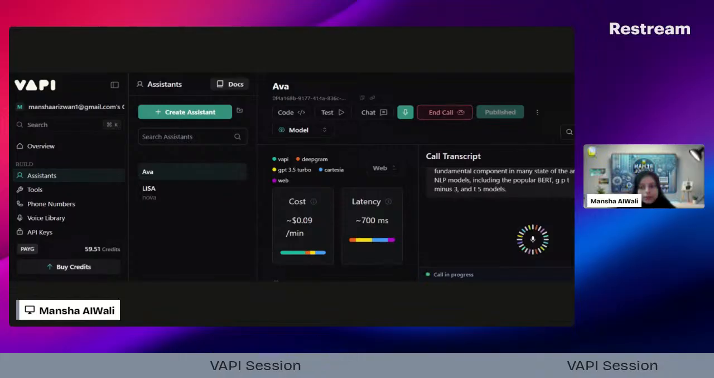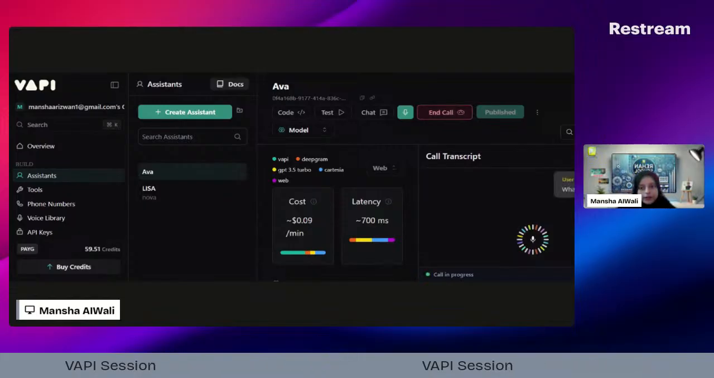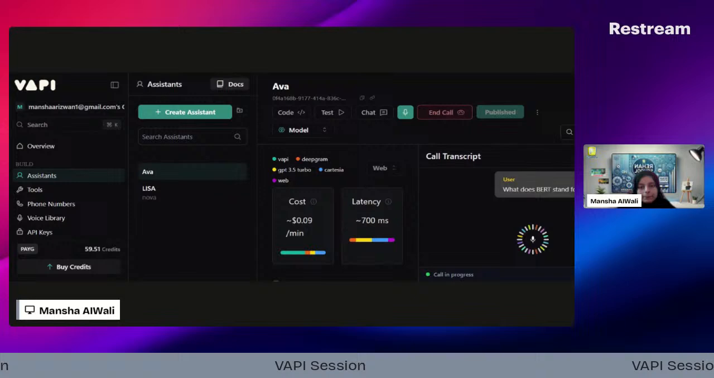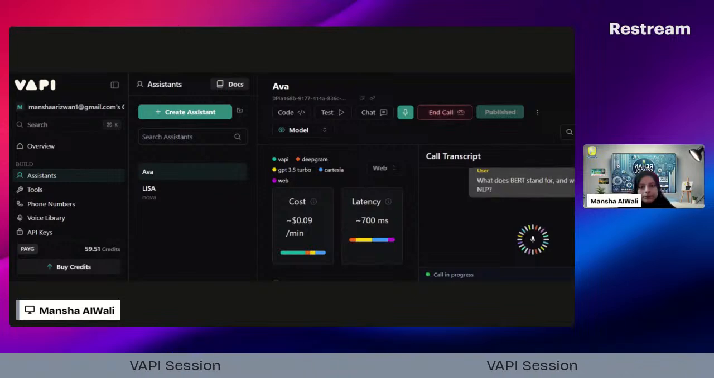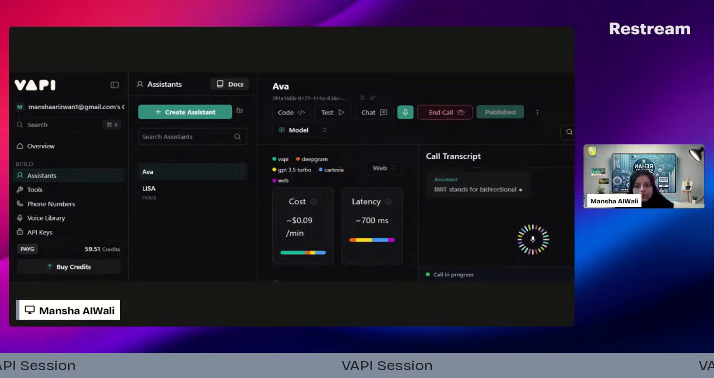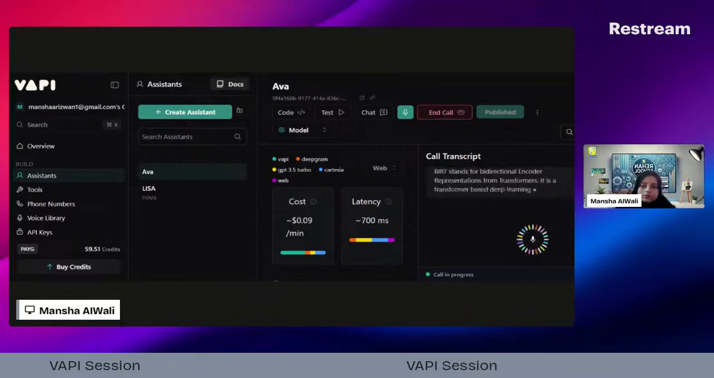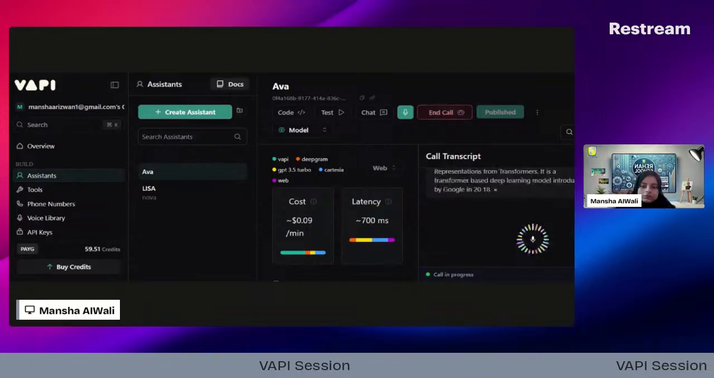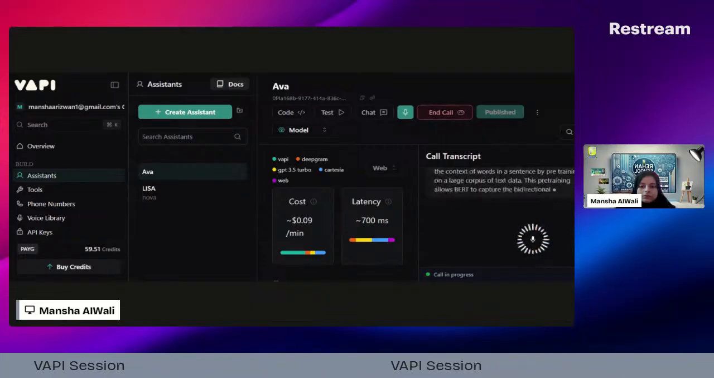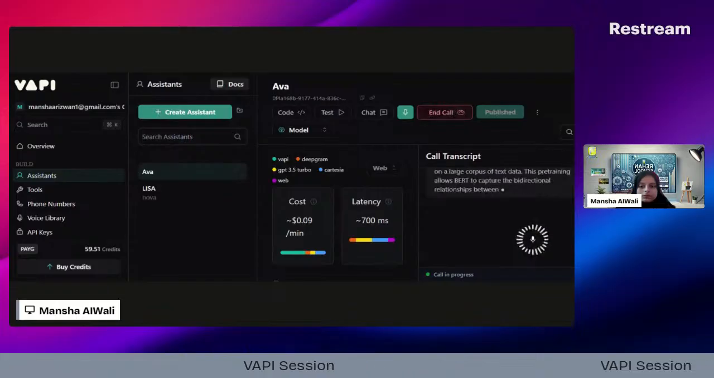What does BERT stand for and what does it do in NLP? BERT stands for Bidirectional Encoder Representations from Transformers. It is a transformer-based deep learning model introduced by Google in 2018. BERT is designed to understand the context of words in a sentence by pre-training on a large corpus of text data. This pre-training allows BERT to capture the bidirectional relationships between words in a sentence, enabling it to generate more accurate and context-aware representations of words and sentences.